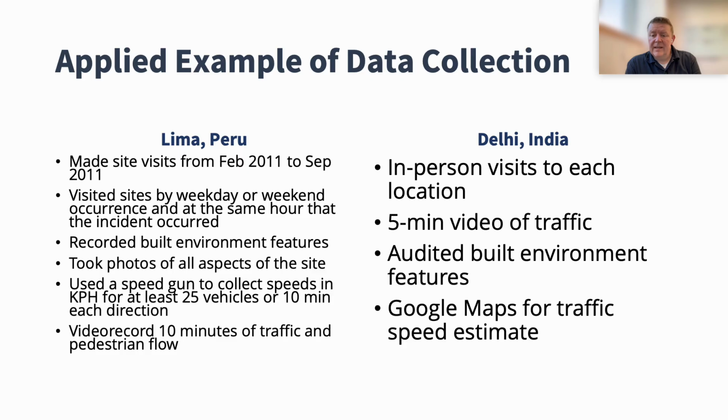And India is a similar type of approach: in-person visits to each location, video of the traffic, audit of the built environment features, and then they use Google Maps for the traffic speed estimate rather than the speed gun.